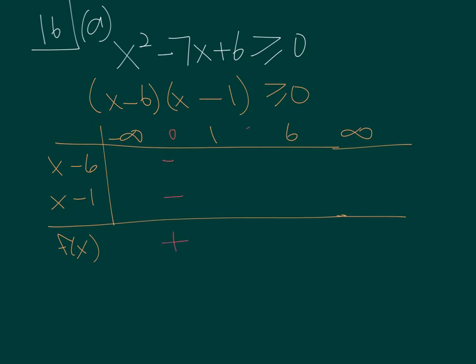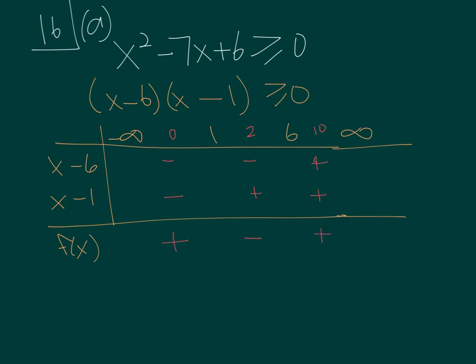Between 1 and 6, let's try 2. If I have 2 minus 6, that's negative. If I have 2 minus 1, that's positive. So the function is negative between 1 and 6. And then finally, between 6 and infinity, let's try 10. 10 minus 6 is 4, so that's positive. 10 minus 1 is 9, so that's positive. Those two positives make a positive.